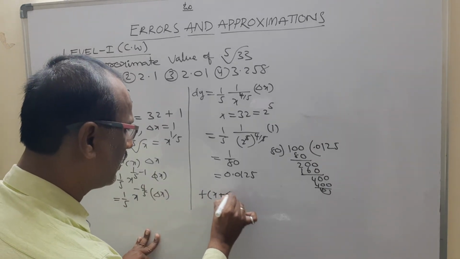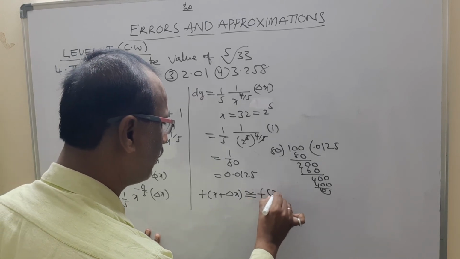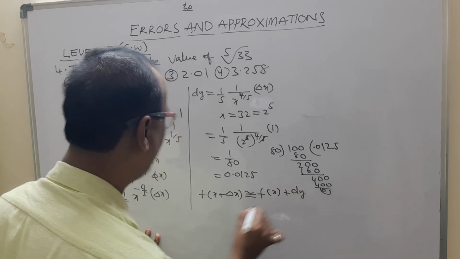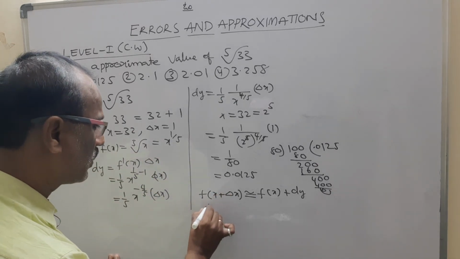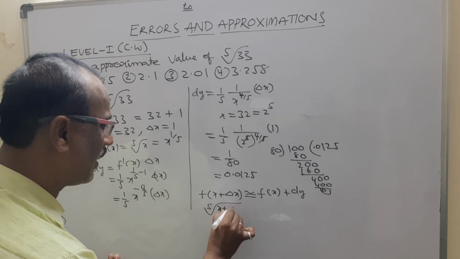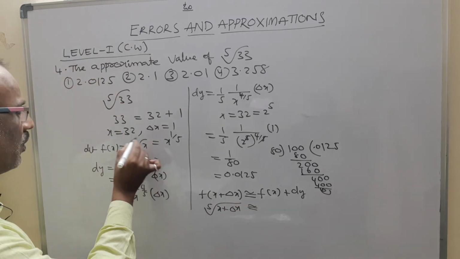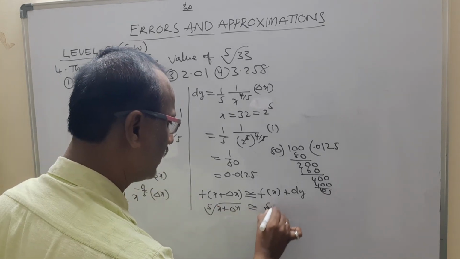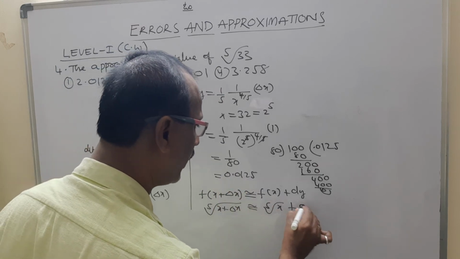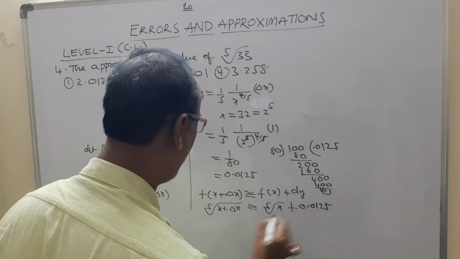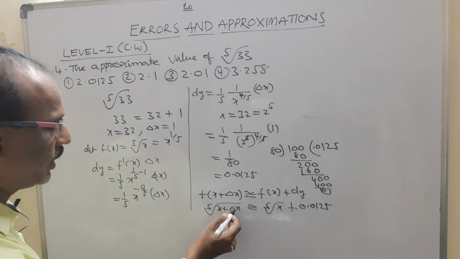To find the approximate value of fifth root of 33, f of x plus delta x is approximately equal to f of x plus dy. f of x is fifth root of x. f of x plus delta x, fifth root of x plus delta x, is approximately equal to f of x, which is fifth root of x, plus dy. The dy value is 0.0125. Here x value is 32, delta x is 1. 32 plus 1 is 33.